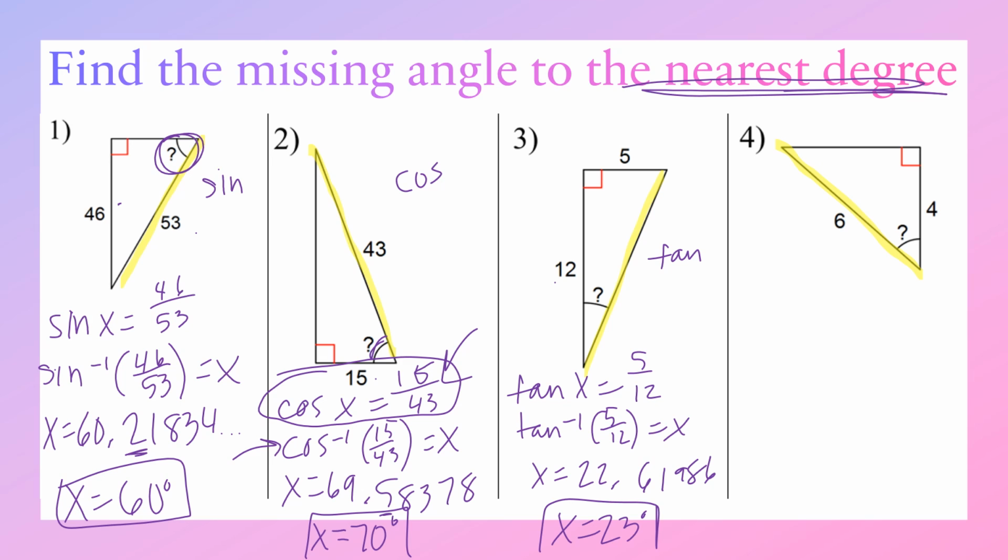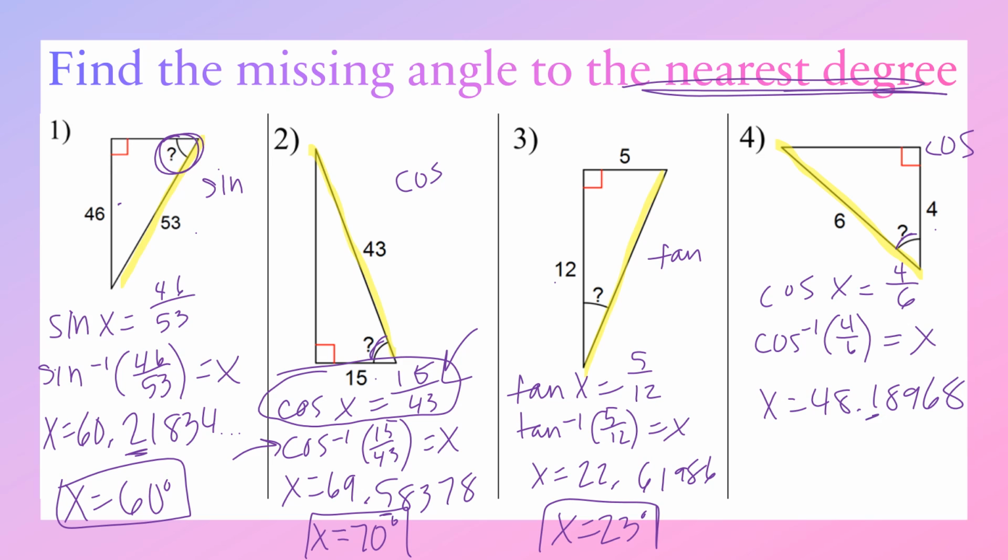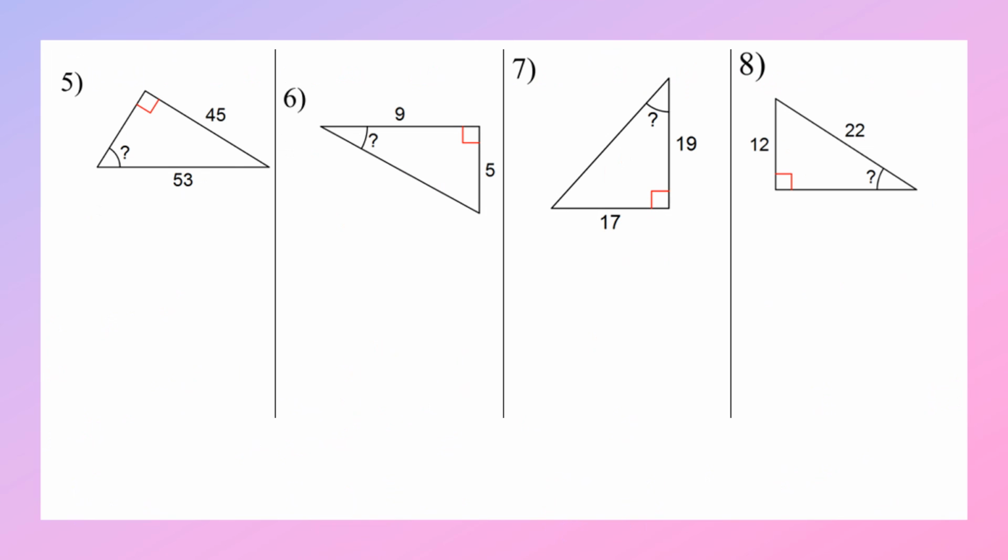For number 4, we have the adjacent side over the hypotenuse, so this is cosine. So we're doing cosine of x is 4 over 6, and then I'm going to put that in my calculator to do the inverse. So the inverse of cosine, parentheses 4 over 6 is 48.18968, which this is a 1 here, so this stays at 48 degrees. If you need to pause it there to write down the work, that's fine.